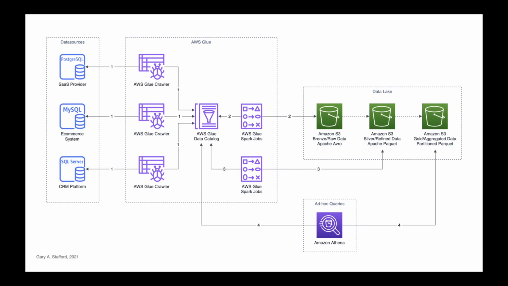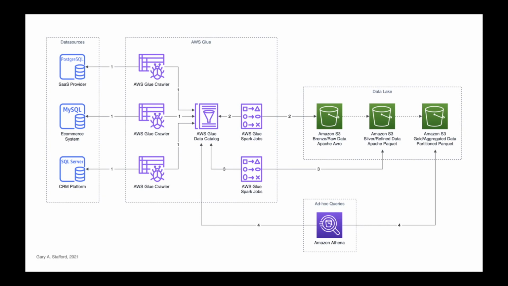On the screen you see a diagram which represents the architecture for our demonstration. On the far left you see our 3 data sources, the PostgreSQL, MySQL, and SQL Server data sources. In the center of the screen you see AWS Glue. We have a series of crawlers that will crawl our data sources and catalog the schema and metadata information into an AWS Glue data catalog.